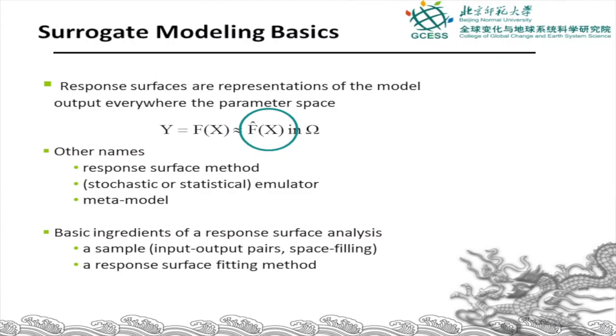The surrogate model illustration actually came from, I think, a paper from Roggio. They use the illustration to show that this is the dynamic model response surface, and then you want to use a surrogate, which is the statistical model of this. There are many different names for surrogate models: response surface method, emulator, metamodel, and so on. The basic ingredient is that you have to use a sample, a design, to generate input-output pairs, and then you need some kind of fitting method.